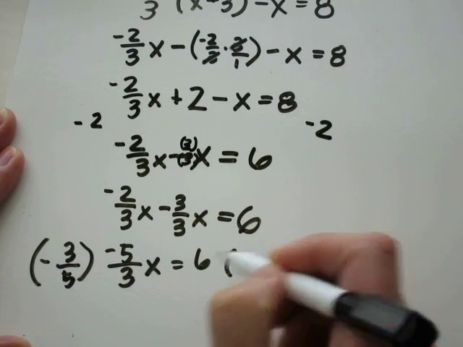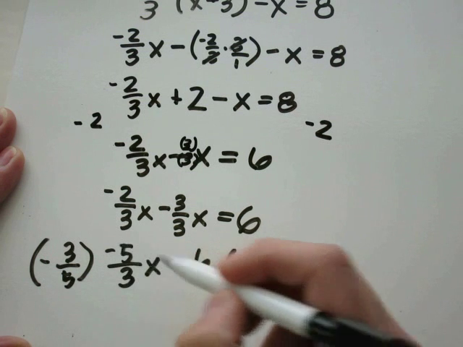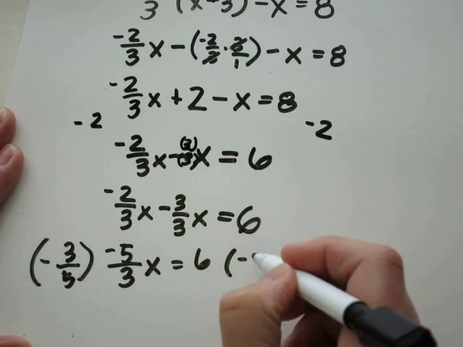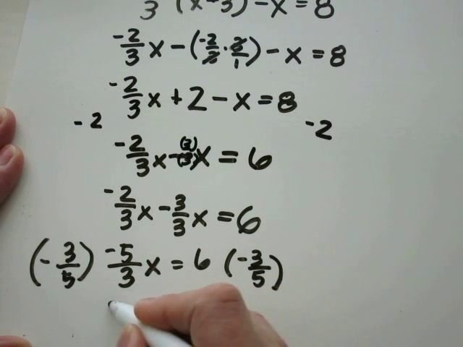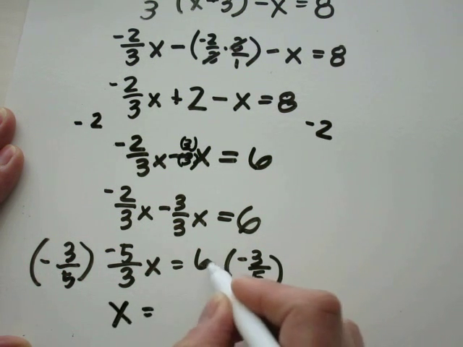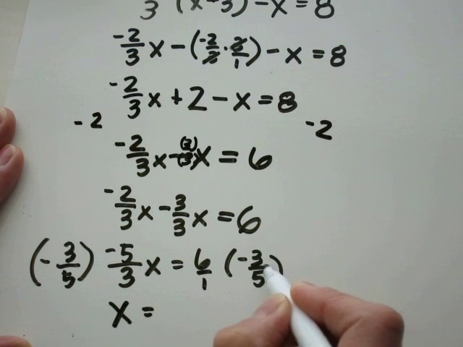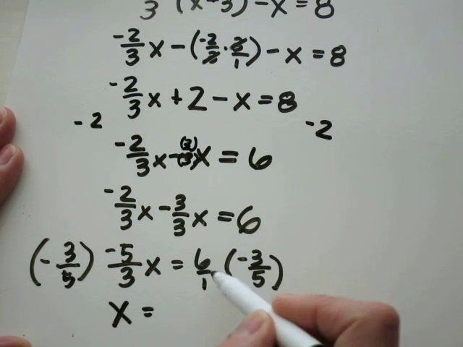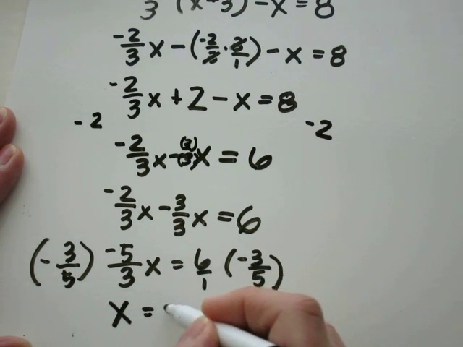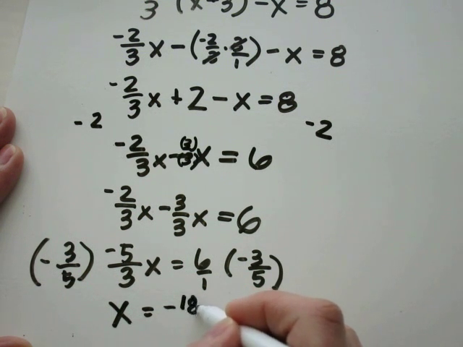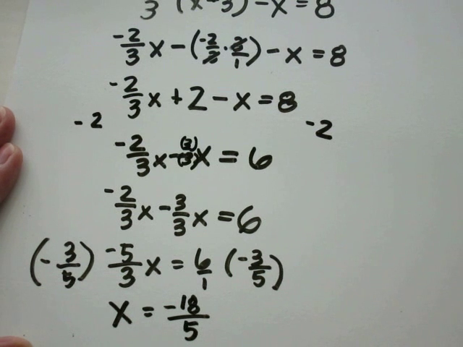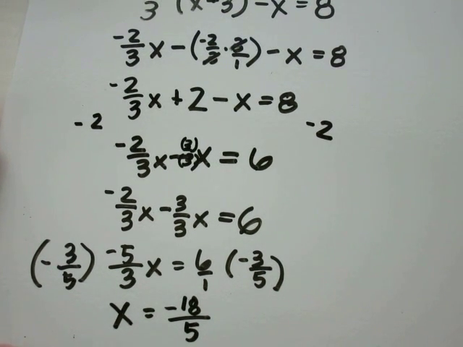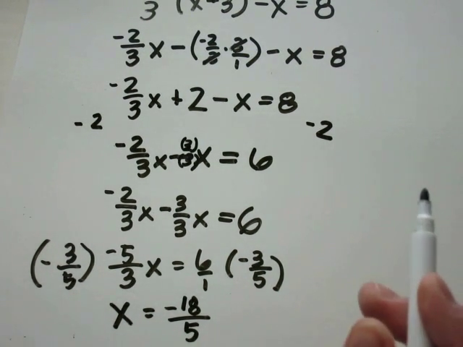To solve for x, I'm going to take the reciprocal, which will be negative 3 over 5. I'm doing a negative so that my negative signs cancel out, leaving me with a positive x. So x will equal, it's the same as saying 6 over 1 times negative 3 over 5. 6 times negative 3 is negative 18. 1 times 5 is 5. So my answer is x equals negative 18 over 5.